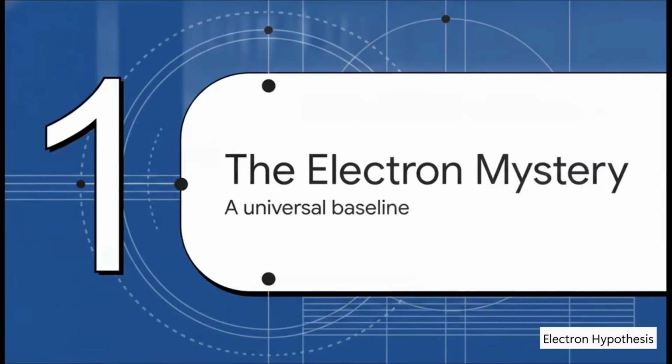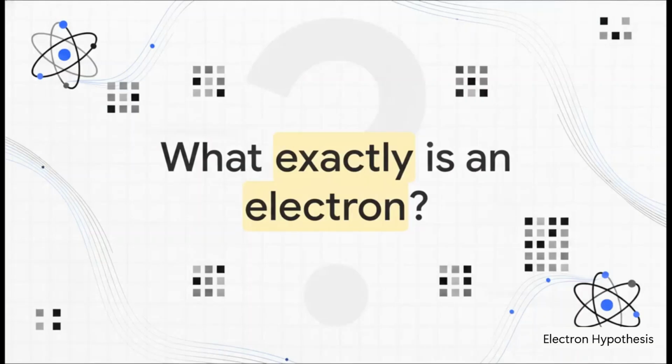All right, part 1, the electron mystery, a universal baseline. So, I want to pose a fundamental question to you right off the bat. What exactly is an electron? If you zoom all the way down into the atoms making up your body, or the device you're watching this on right now, or even the stars up in the sky, you're going to find electrons. But there's a really strange mystery about them that has puzzled scientists for decades.